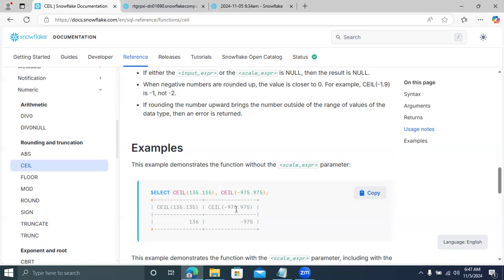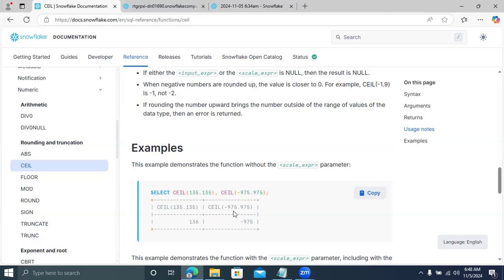Now here I gave minus 978.975. Now it went to minus 978. You can have a question, why did it not go to minus 979? Because it is a negative value. Now you have to say, is minus 1 the bigger value or is 0 the bigger value? 0 is bigger. The same thing applies here. For minus 978.975, the ceil function will take it to the largest integer or nearby integer.